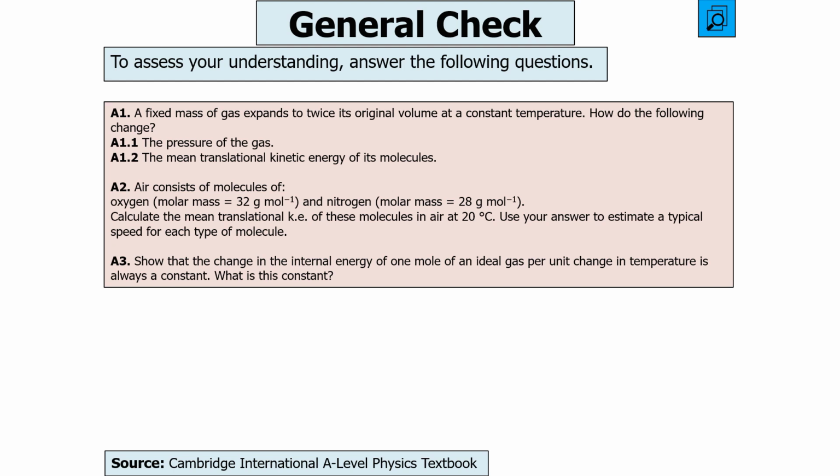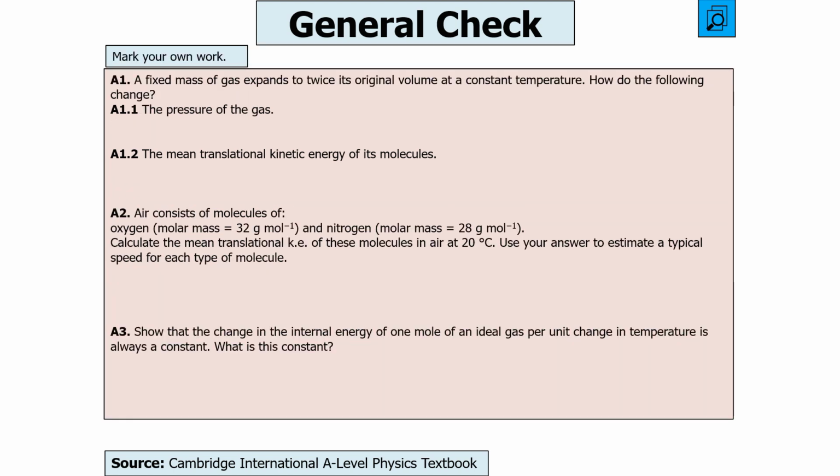The next question says, a fixed mass of gas expands to twice its original volume at a constant temperature. How do the following change? The pressure of the gas and the mean kinetic energy of the gas molecules. Air consists of oxygen, molar mass 32 grams per mole, and nitrogen, molar mass 28 grams per mole. Calculate the mean kinetic energy of these molecules in air at 20 degrees, then estimate the typical speed for each type of molecule, and then show that the change in internal energy of 1 mole of an ideal gas per unit change in temperature is always constant, and what is this constant going to be? So pause the video now, then unpause the video when you want to go through your answer.